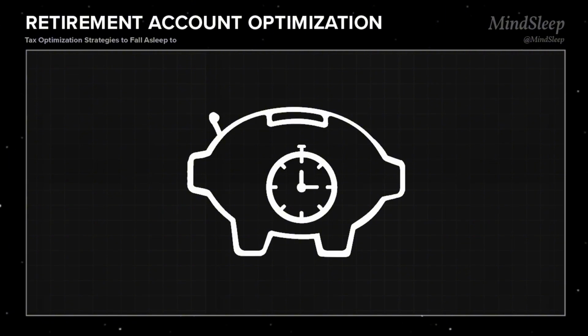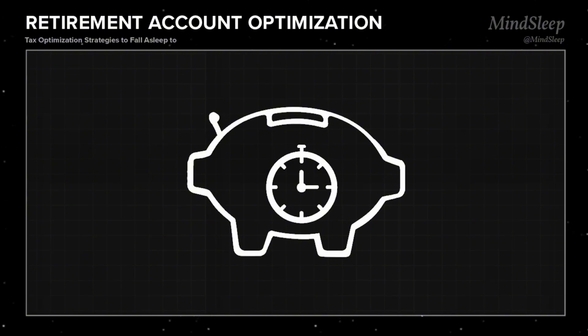Consider, for a moment, the concept of tax arbitrage across time. By carefully managing your contributions and withdrawals, you can potentially pay taxes when your rate is lowest, effectively reducing your lifetime tax burden. This strategy requires a deep understanding of not only current tax laws, but also projections of future tax rates and your personal income trajectory.